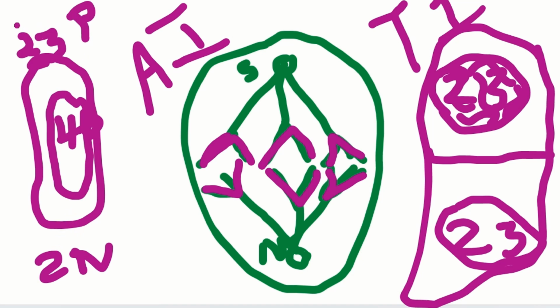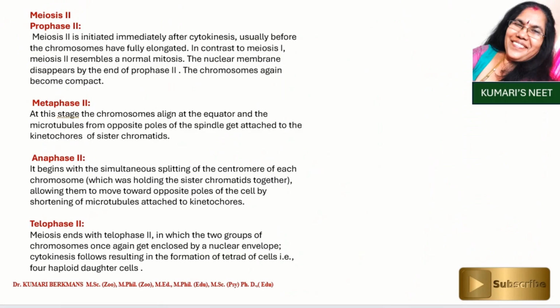So how many are there in the human being? It is 23 pairs, that is 46. Okay, at the end of meiosis 1, what happened? There are two daughter cells. They have n number of chromosomes, that is only one set of chromosomes is present. Clear? Coming to the next one, what is that?